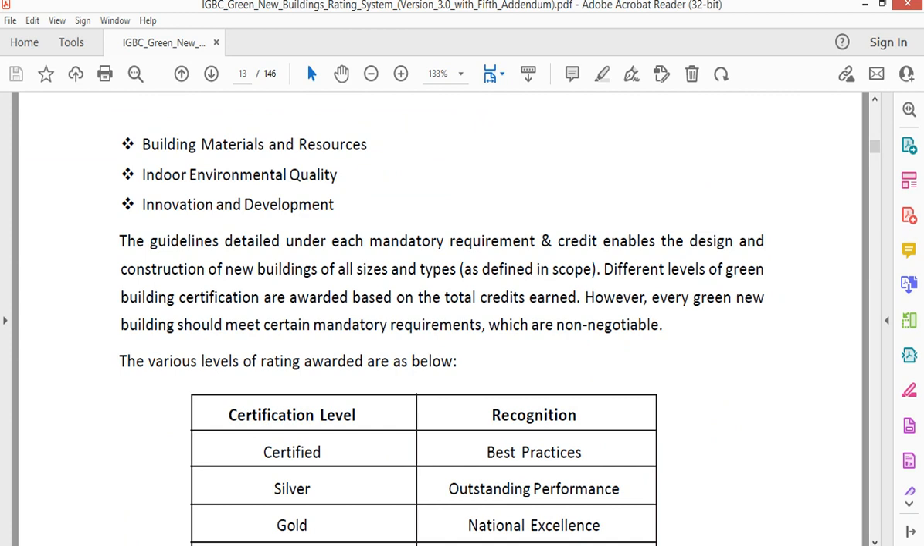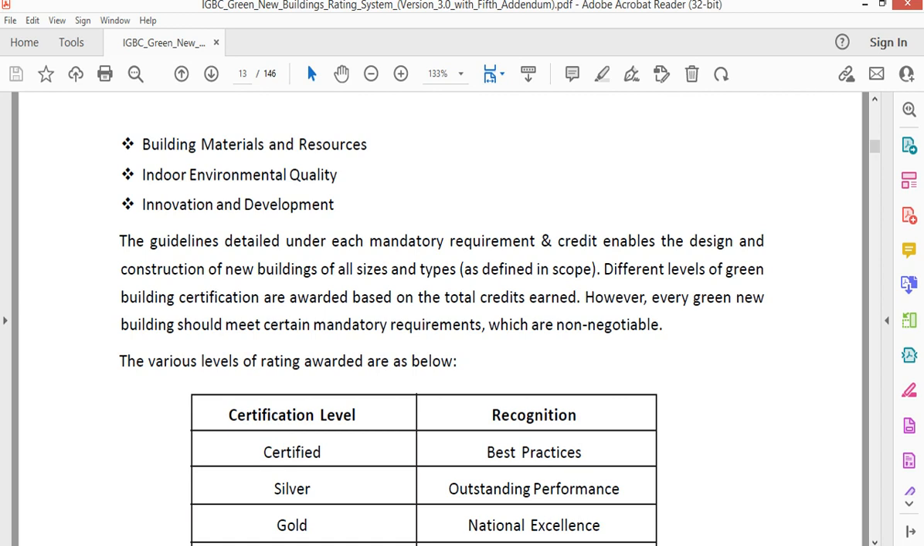So the guidelines which are detailed under each mandatory requirement and credit enable the design and construction of new buildings of all sizes and types, which is mentioned in the scope. That is the various types of buildings like hotels, IT parks, universities, and so on. So the different levels of green building certifications would be awarded based on the total credits earned. For example, if a building scores anywhere between 40 and 49 points, it would be an IGBC Certified rated building. However, everyone should remember that every green building should meet the mandatory requirements, and these are non-negotiable.